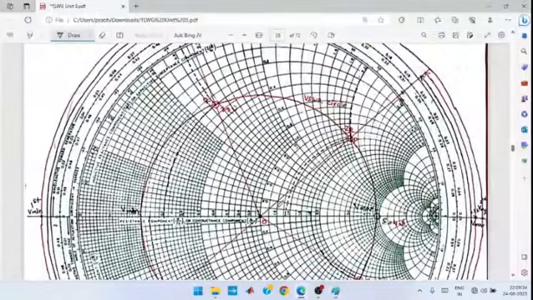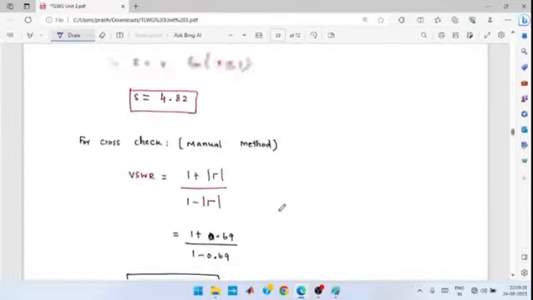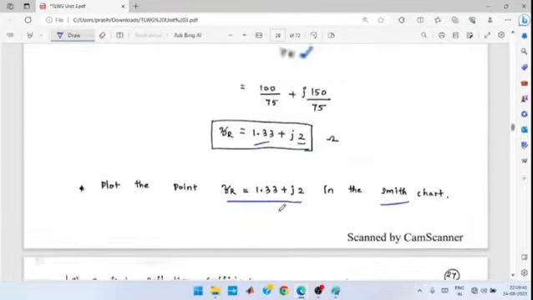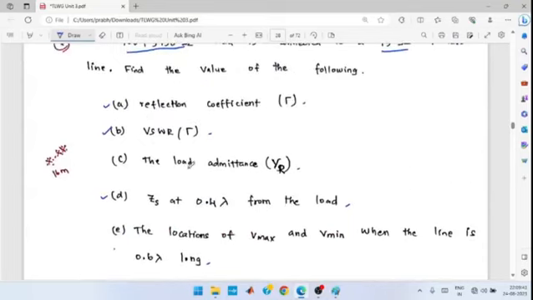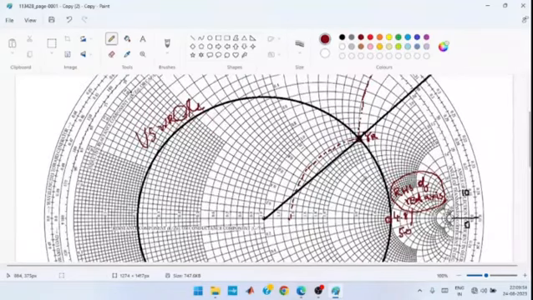So what about the next one? What we need to find next is the load admittance. That is also very easy. What do you mean by load impedance? This small zL is the load impedance. For finding admittance, what will you do?